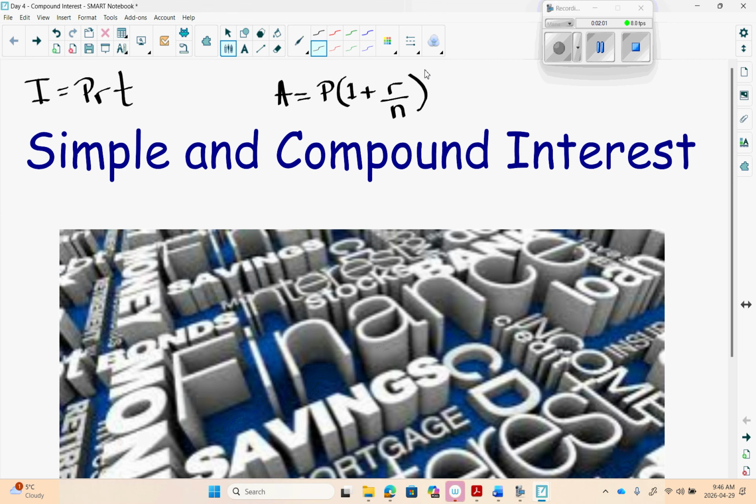And then I close the bracket, and this is all raised to the power of n, so that same number, multiplied by t. T is the time in years. Fair?